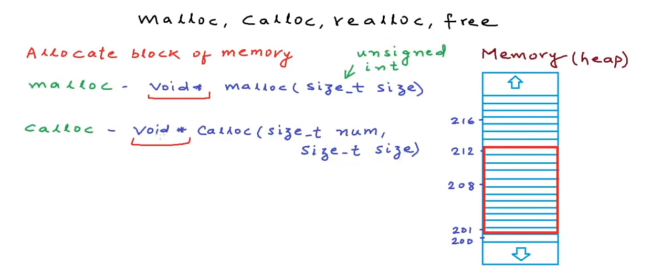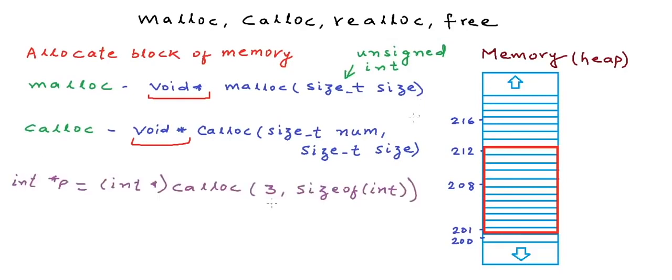So with malloc, if we have to declare an integer array of size 3, we would say 3 times sizeof int. With calloc, we would say something like this. The first argument is how many units of the data type you want, or the number of elements, and the second argument is the size of the data type in bytes.